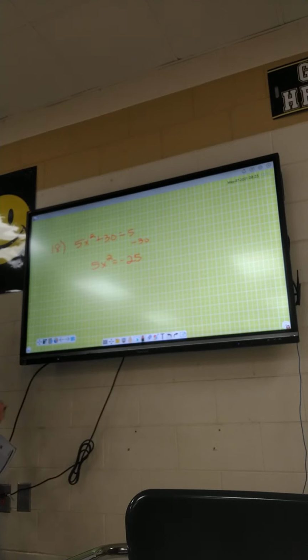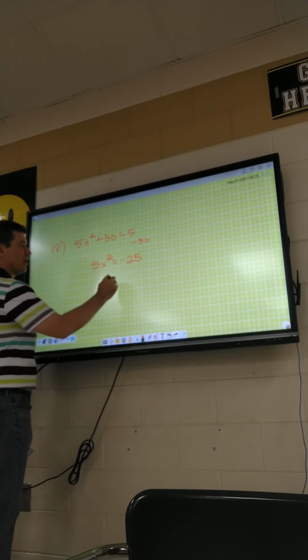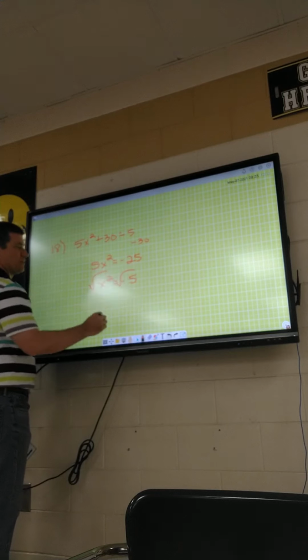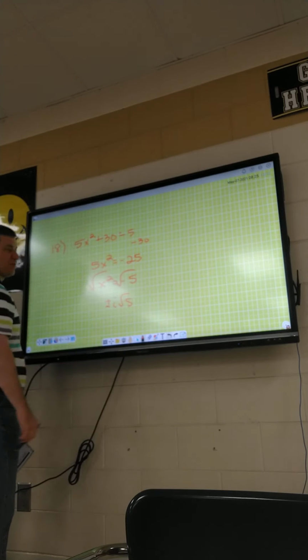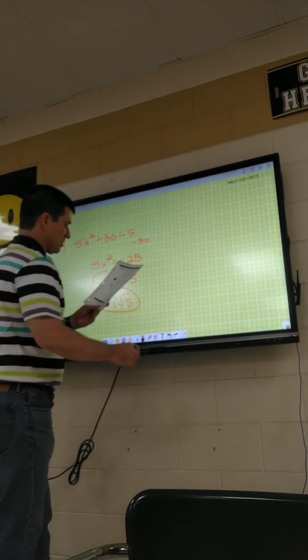Take the square root of it. Hold on. Divide by 5 first. So that'll give me x squared equals negative 5. Now take the square root. Would it be plus or minus root of 5? Plus or minus i square root of 5. Where'd the i come from? The negative. All right, let's go to 19.